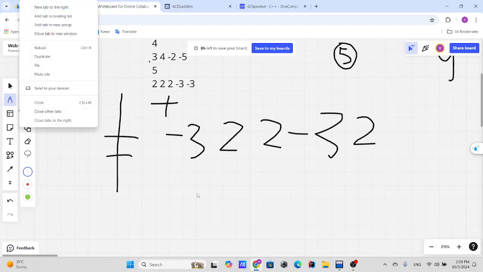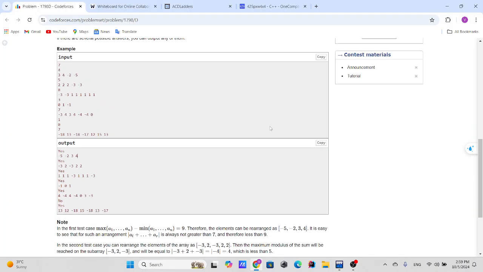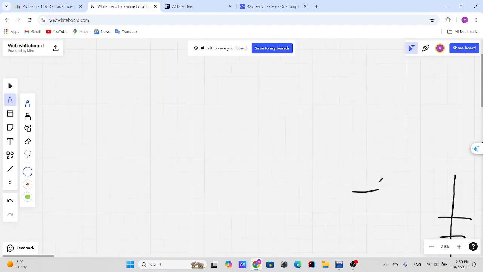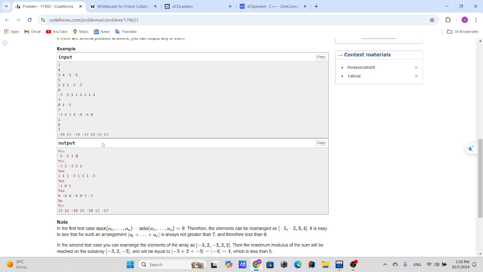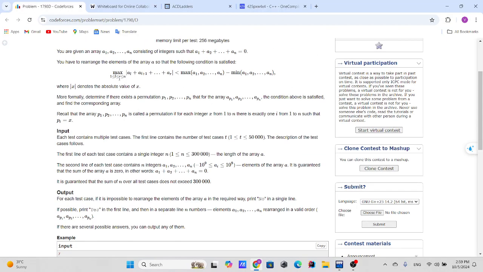But how can we implement it on a large scale? I have absolutely no idea. L can be equal to R.